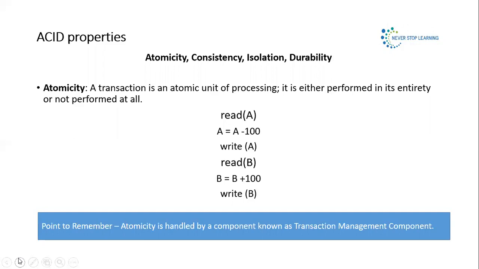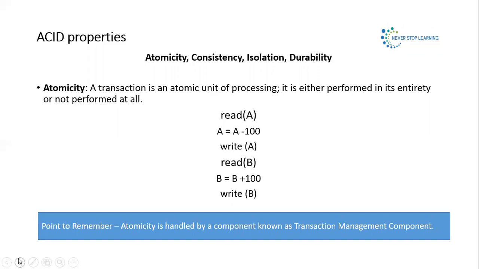So let's understand each and every point one by one. First is atomicity. A transaction is an atomic unit of processing. It is either performed entirely or not performed at all. So either all the operations of the transaction are reflected properly in the database, or none of the operations will be reflected. Now, why is it so?